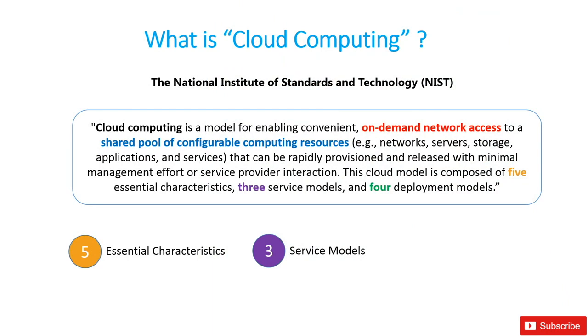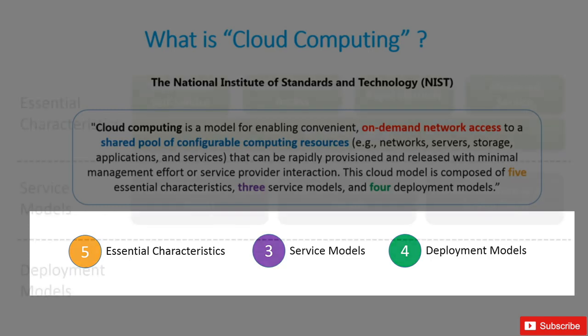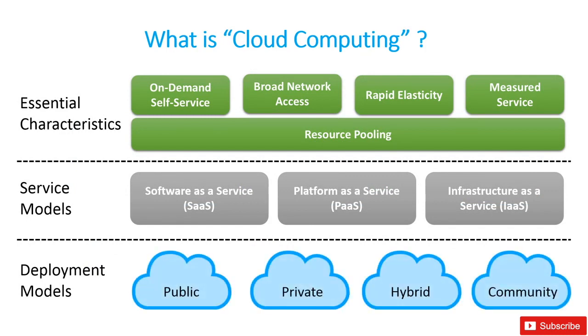Looking again at the National Institute of Standards and Technology definition for cloud computing, we can see below that there are actually 5 essential characteristics that were already reviewed, 3 main service models, and 4 different deployment models that are the main subject in this section. Let's overlay that on a diagram. There are several flavors of cloud deployment models. We have public, private, hybrid, and community.